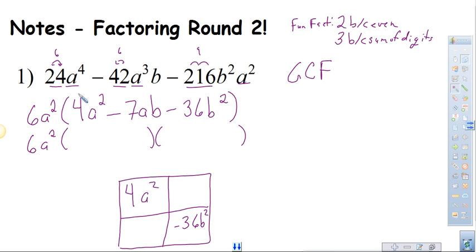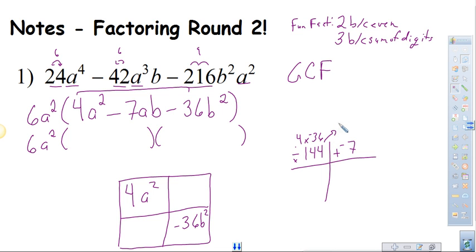So we're going to multiply our a and our c here. So 4 times negative 36 gives you negative 144. So we want numbers that multiply to give us negative 144, but when we add them up, they are negative 7. Just like we talked about before, for multiplying to get a negative, we have to have a positive and a negative. Because we're adding to get a negative number, the bigger number needs to be a negative number.